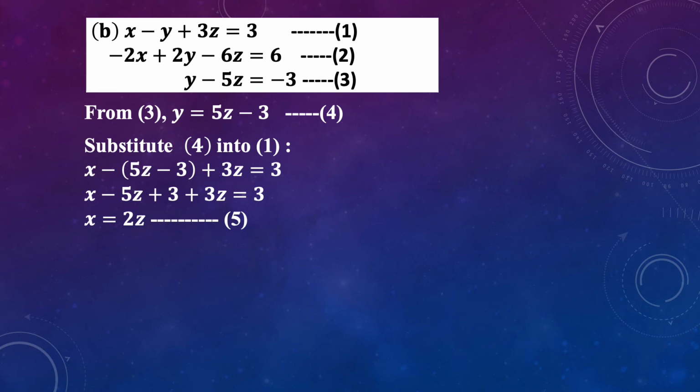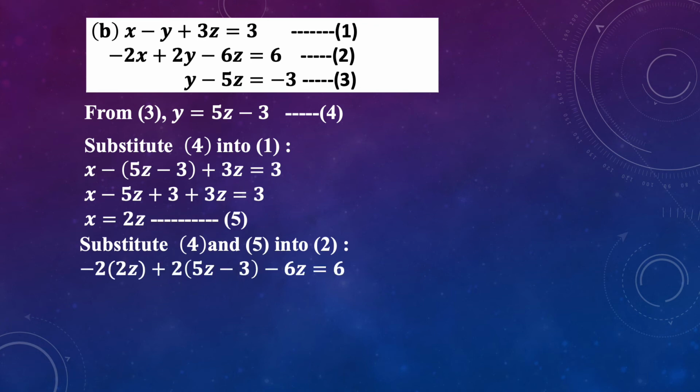Then the next step will be substituting 4 and 5 into equation number 2. You can notice that we already used equations 3 and 1, so the next one will be equation number 2. Remember, you cannot repeat substituting into 1 again, right? So you must use all the 3 equations. So when you substitute 4 and 5 into 2, whatever is in equation number 2, x and y, will become variable z.